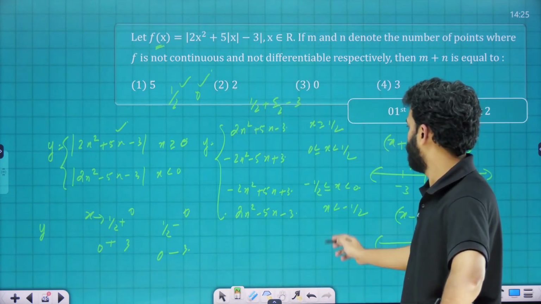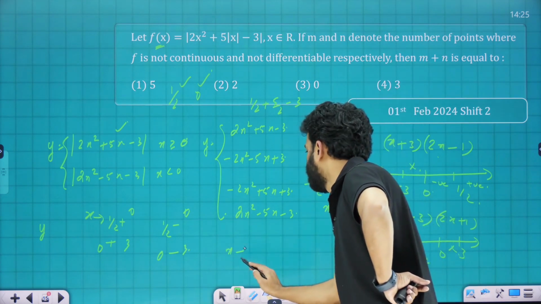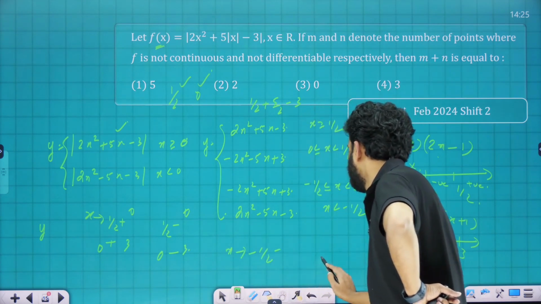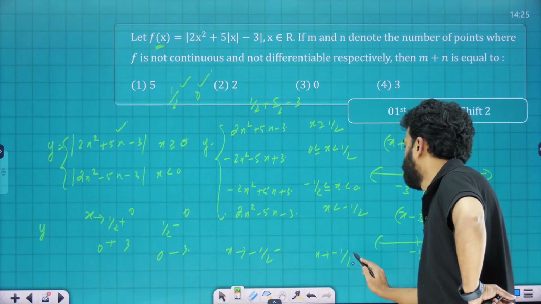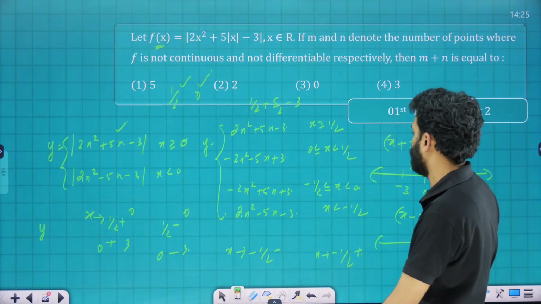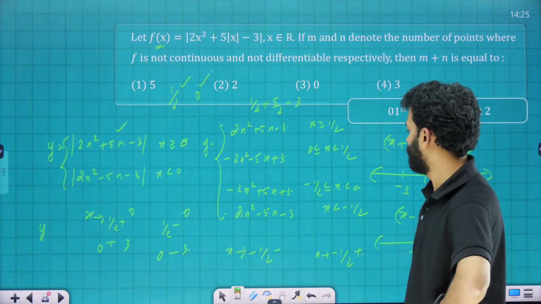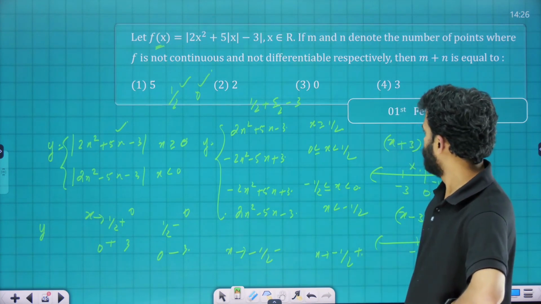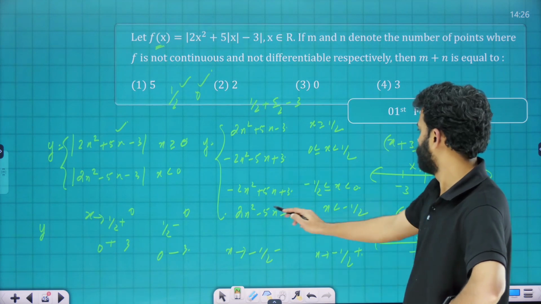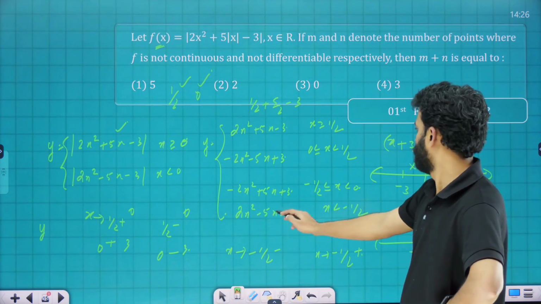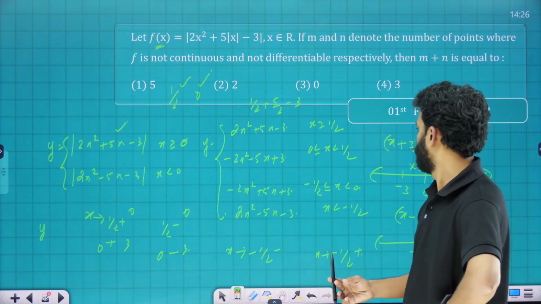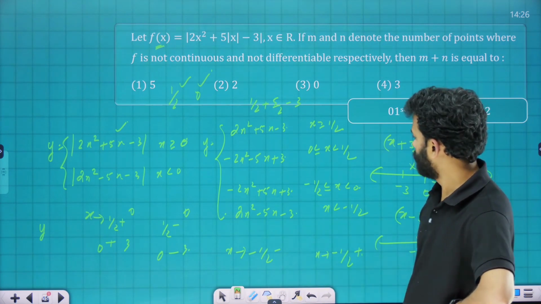Interesting. And what about minus 1 by 2 minus? That is x tends to minus 1 by 2 minus and x tends to minus 1 by 2 plus. Okay, minus 1 by 2 minus means, yeah, this one. What is the value there? Yeah, I think it will yield the same value, that is 2 by 4 plus 5 by 2. Here also, you will get the same value there.